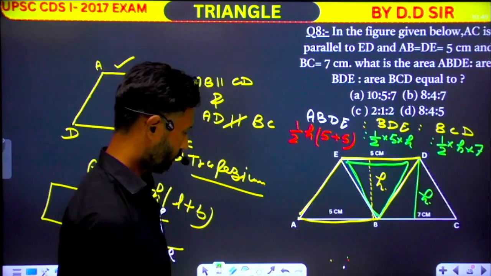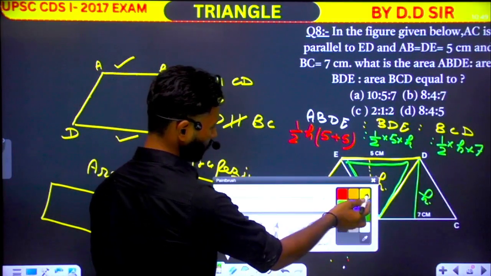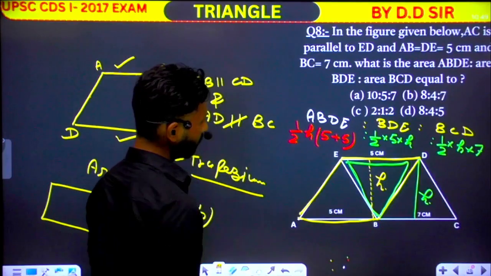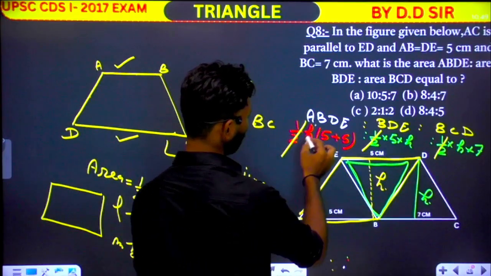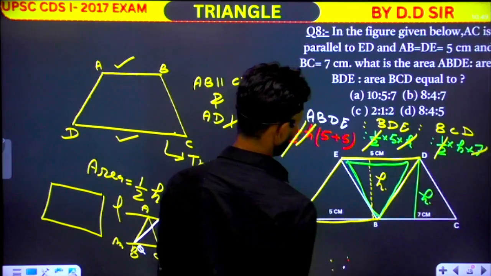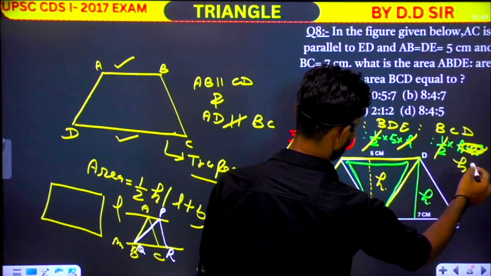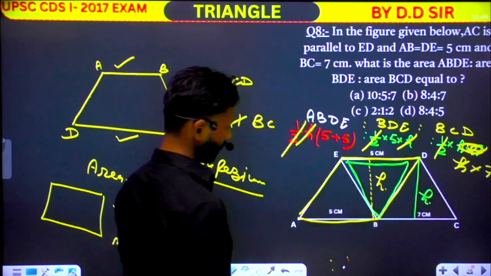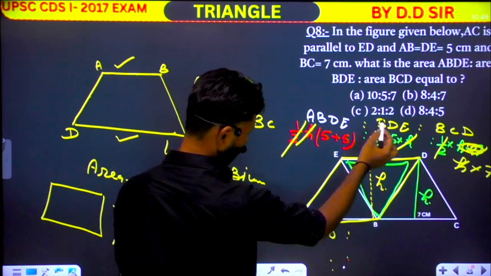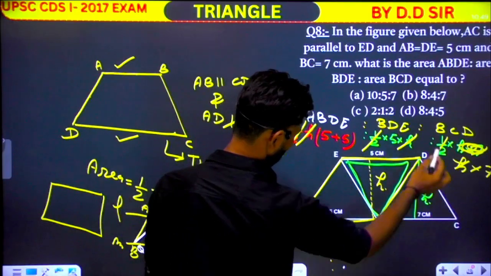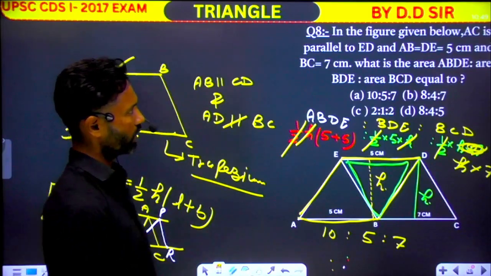Understand that? Now to calculate the ratio, you already know that the things which are common will be cancelled. 1 by 2 cancelled everywhere. Okay, h will be cancelled everywhere. So h will be cancelled, not 7, h will be cancelled. So what is left everywhere? In place of ABD, 10 remaining, then BD 5, then BCD 7. So the ratios are 10 ratio 5 ratio 7.